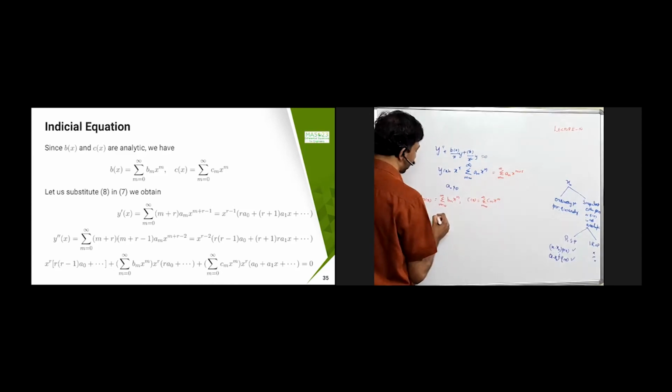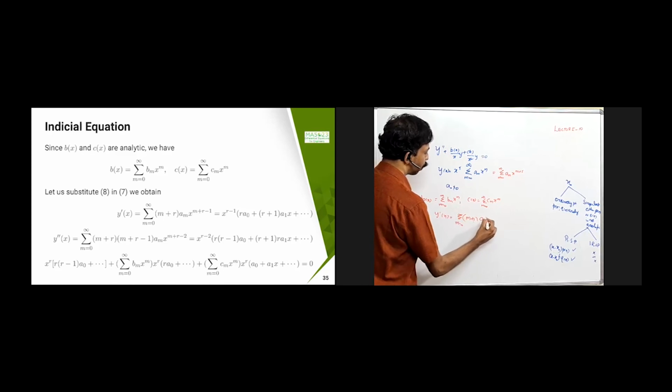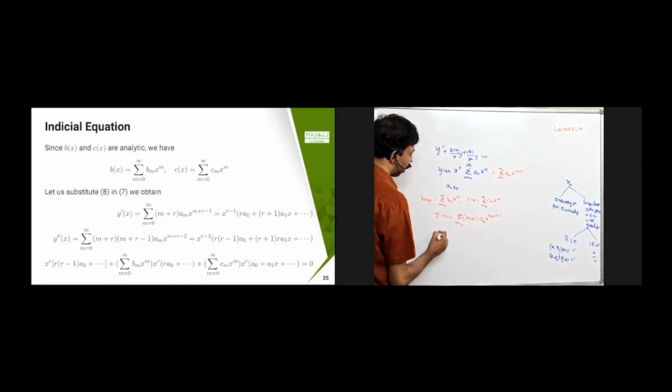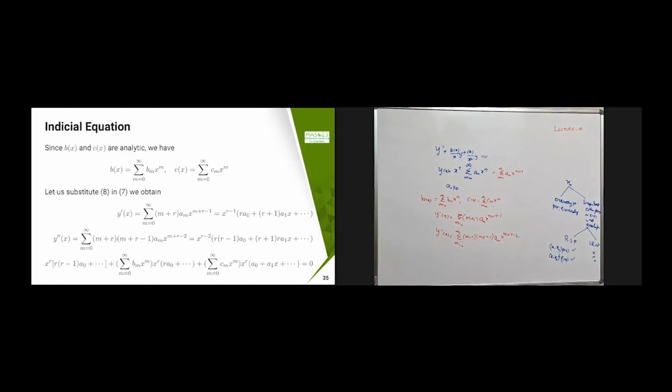Therefore, y dash of x is going to become summation m equal to 0 to infinity m plus r into am into x power m plus r minus 1. Similarly, y double dash of x is going to become summation m equal to 0 to infinity m plus r into m plus r minus 1 into am into x power m plus r minus 2.